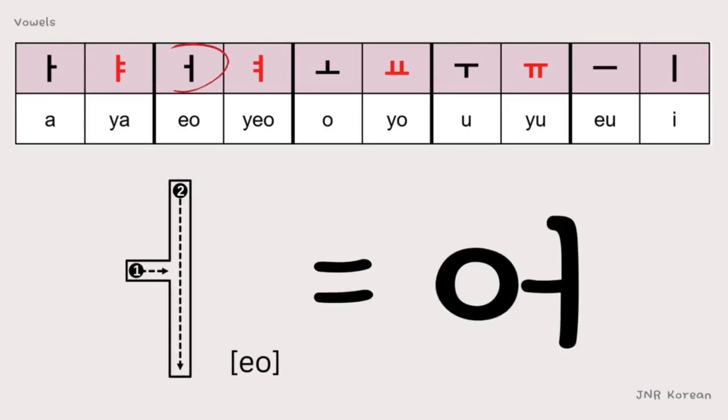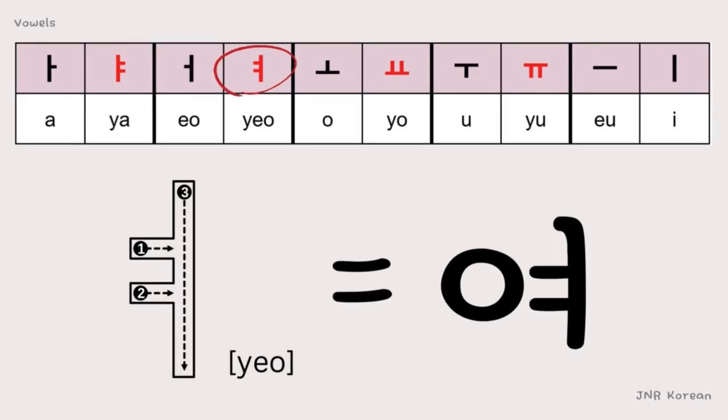The following 2 vowels are made by drawing 1 or 2 short lines to the left first, and then a long line from top to bottom. For the third vowel, draw a short line left to right first, and a long line from top to bottom. It is pronounced ah.